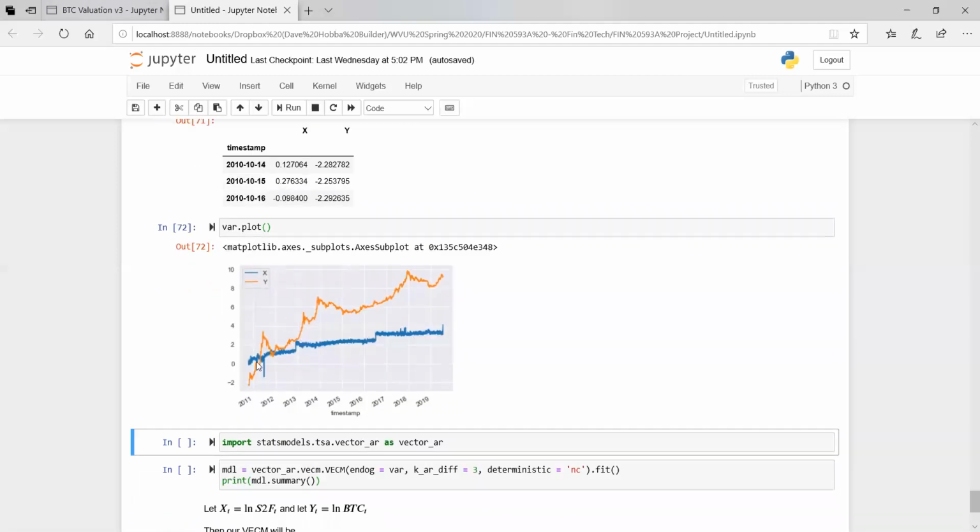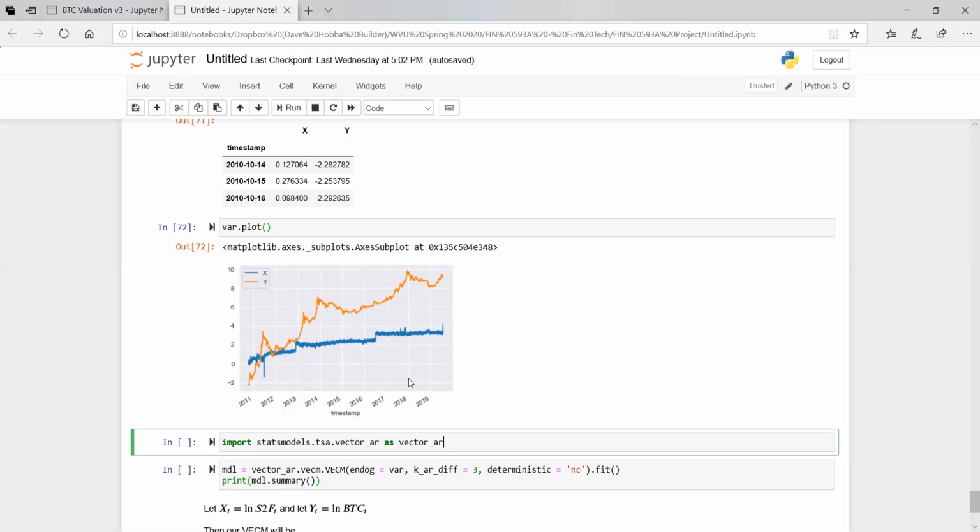So here's the plot. We're saying that both of these are non-stationary. The log Bitcoin price is non-stationary. The log stock to flow ratio, X, is also non-stationary. But the difference between the two is that they move together. So one of these moves the other.